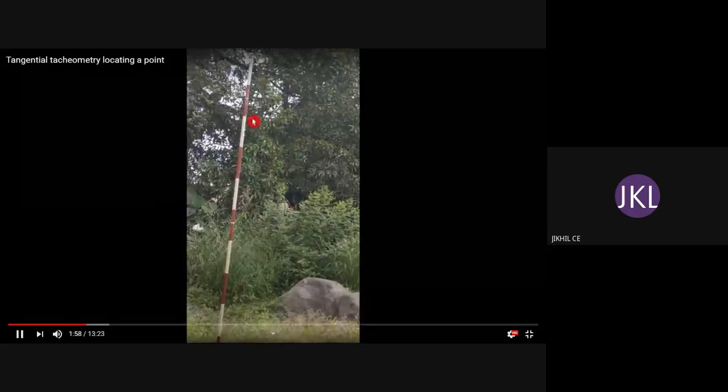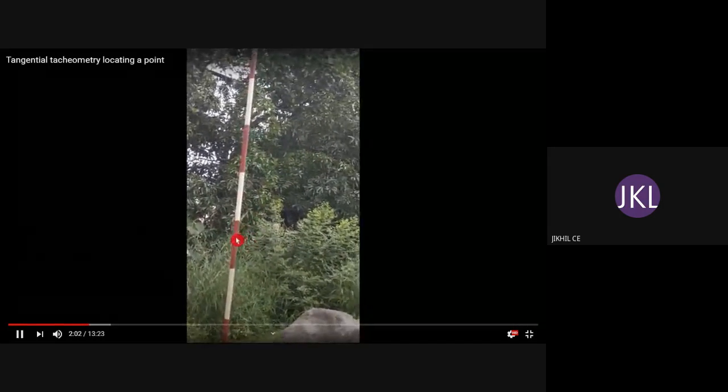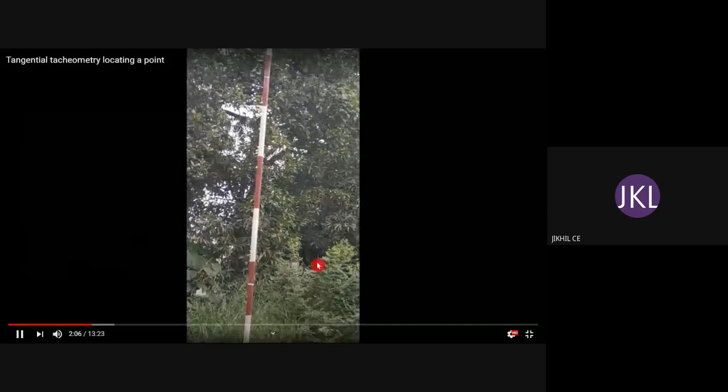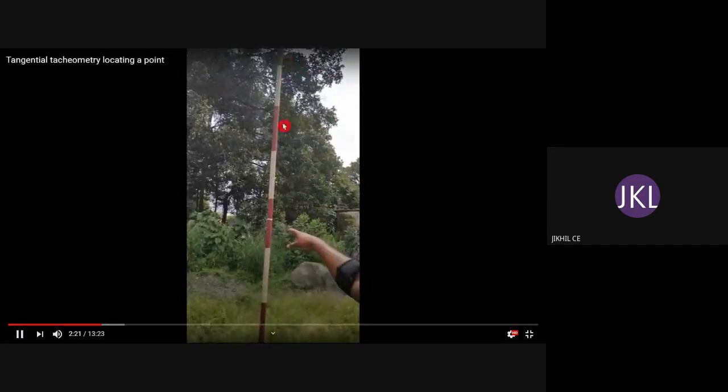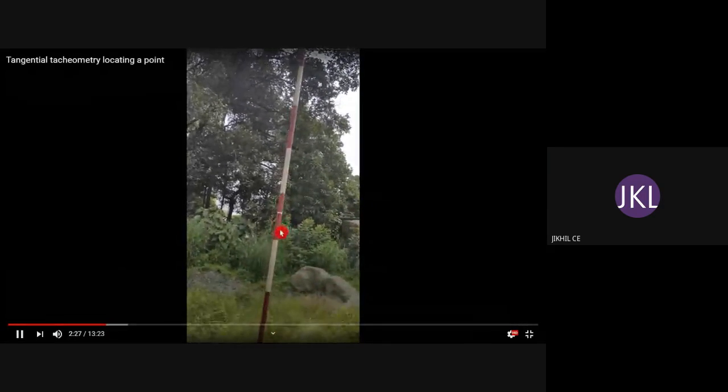They're going closer to the ranging rod. You can see one point here marked with chalk, and here also we can see the second point. This is station point A. There is a ranging rod, and 2 points are marked there. One is at the top, and exactly 1 meter below there is another point. The distance between these 2 markings is 1 meter.